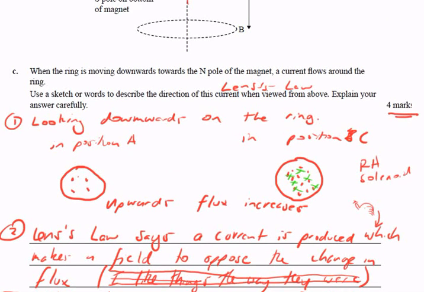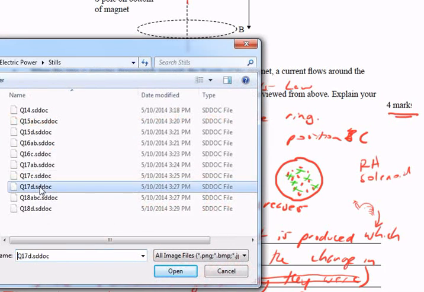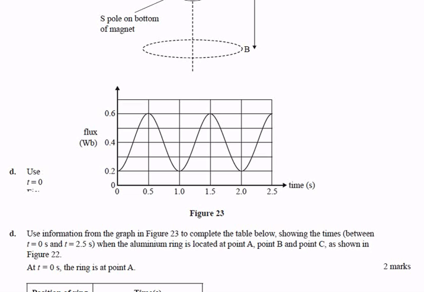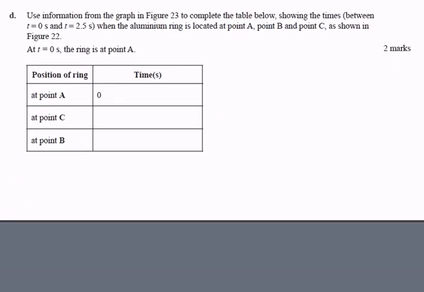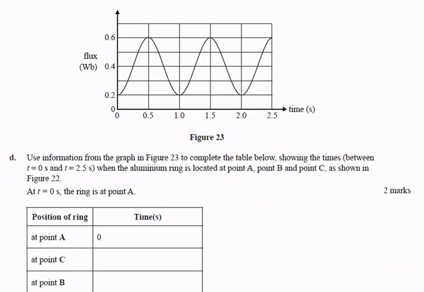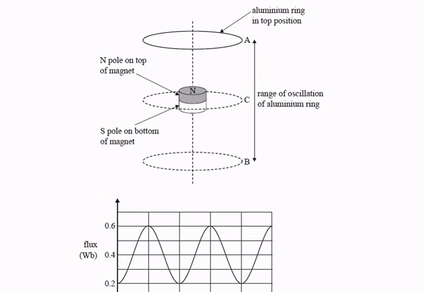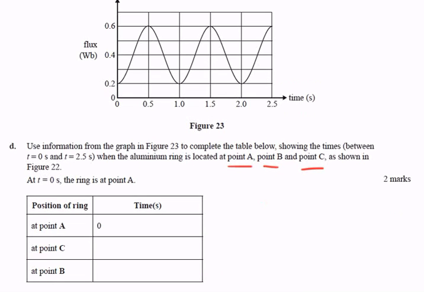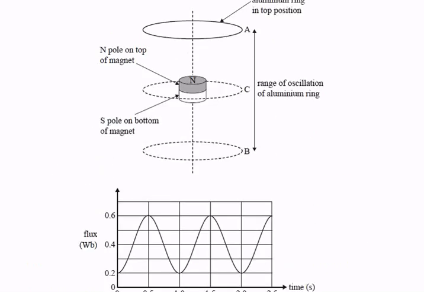Right, the last one in the set. 17D. Let's just move this back and forth. Right, there's the picture, there's the graph. Use the information from the graph and the table below to show the times when the aluminium ring is located at point A, point B and point C. So when is it located at A, B and C according to this, as shown in figure 22.